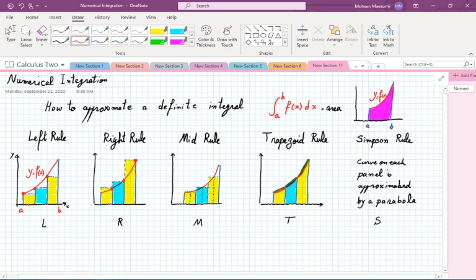Now, it's significant to think about that the number of calculations you're going to do is the same. The amount of effort you put into this is the same as what you put into the left or right. In left, for example, I had to do 3 calculations. On the right, I had to do 3 calculations. Here I'm also doing 3 calculations. But if you practice this on any type of function, you immediately see how much better this is going to be compared to those.